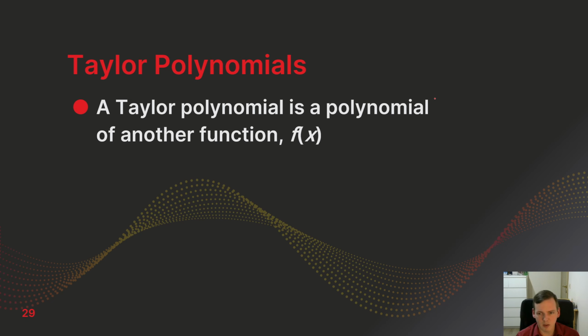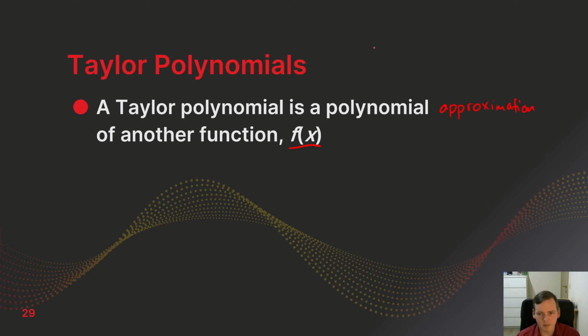A Taylor polynomial is a polynomial approximation of another function that we're going to call f of x. And what's really cool is Taylor polynomials will approximate any function by looking at the behavior of that function and then writing a polynomial. And remember, a polynomial is something where you have an x squared term, an x cubed term, an x to the fourth, some number of terms.